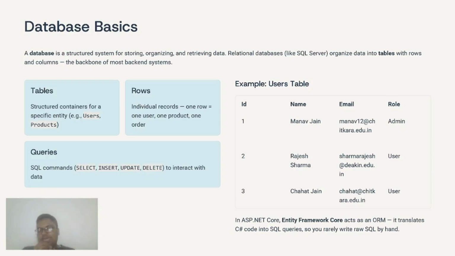There are two types of databases: relational and non-relational. We are actually using relational. In relational databases, data is stored in the form of tables with rows and columns. For those relational databases, we use SQL queries like select, insert, update, and delete to interact with the data. For example, this is a user table which I have created, with basic columns like ID, name, email, and role.